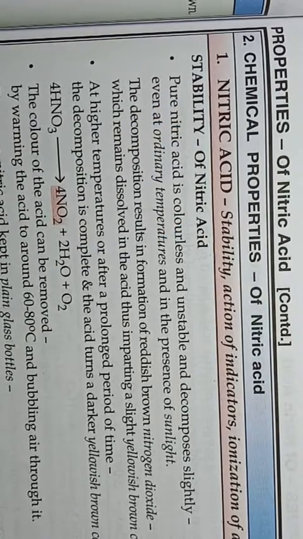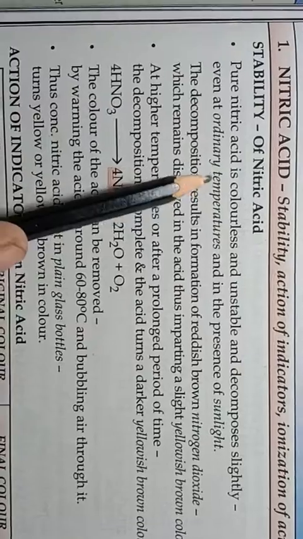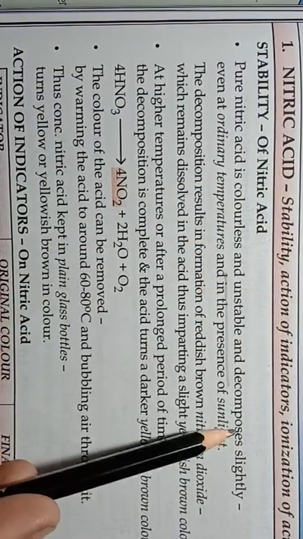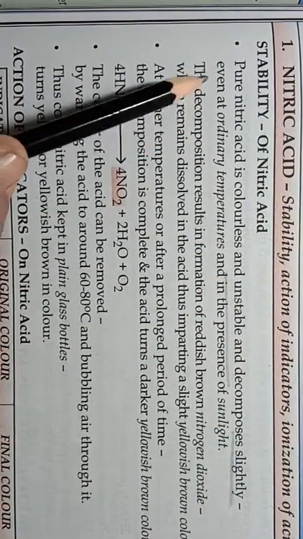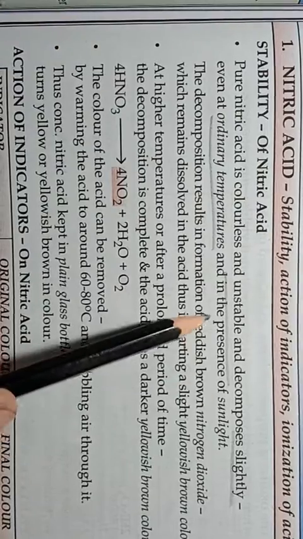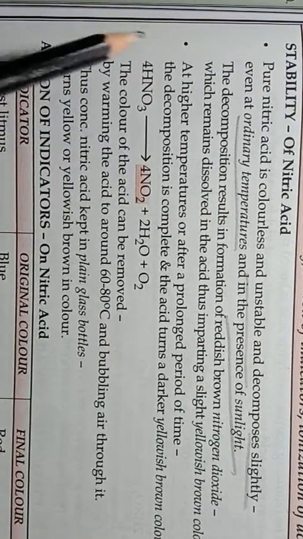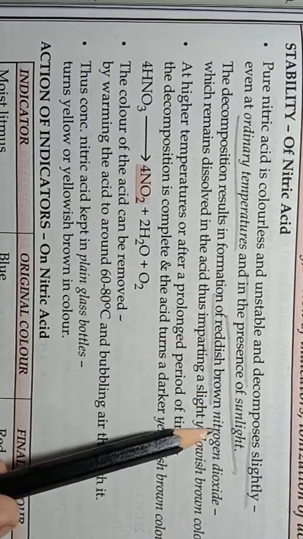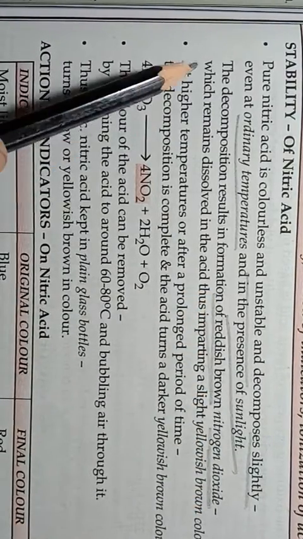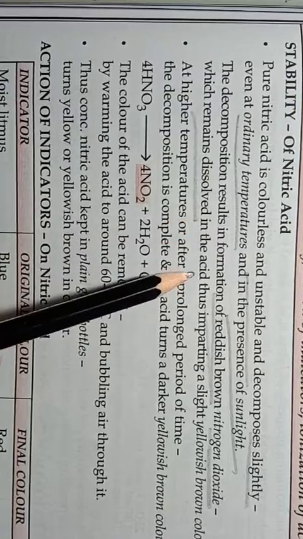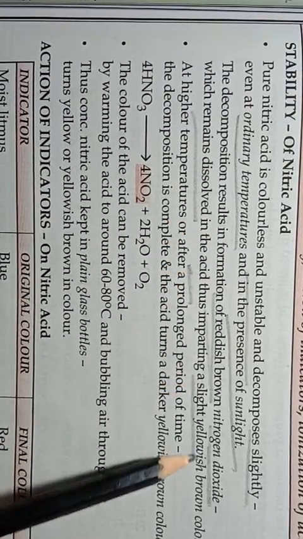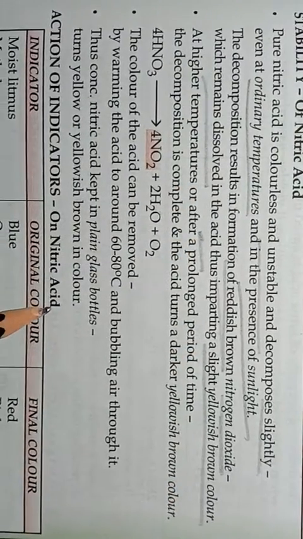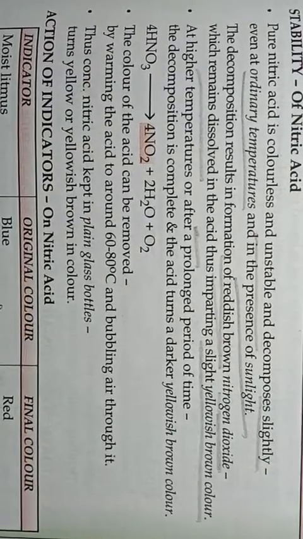First point, pure nitric acid is colorless and unstable and decomposes slightly even at ordinary temperature and in the presence of sunlight. The decomposition results in the formation of reddish brown nitrogen dioxide, which remains dissolved in the acid and imparts a slight yellowish brown color. So this point we have already discussed.